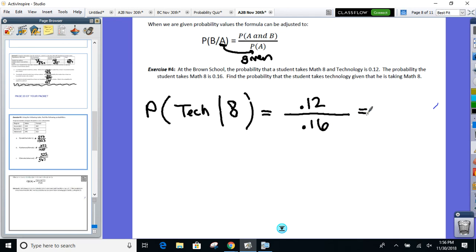So if you're already in Math 8, what's the chances you take tech as well? 0.75, 75% chance. So basically, here's what it's saying: 3/4 of the kids in Math A also take tech.